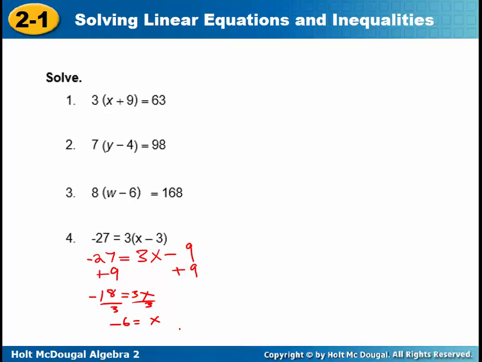And again, you should be checking your answers, because if it doesn't check, then you can fix it before you turn in your work. And you don't have to show me the check, or you can do it off on the side on a scratch piece of paper, but you don't have to turn that in. So -6 minus 3, that'd be -9. -9 times 3, yep, is -27.